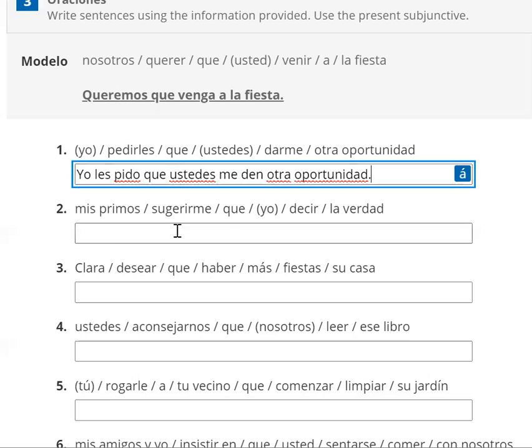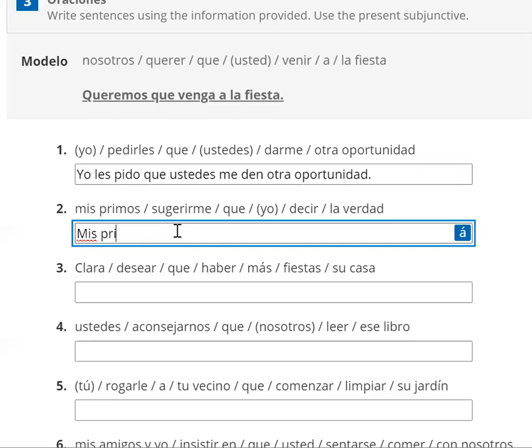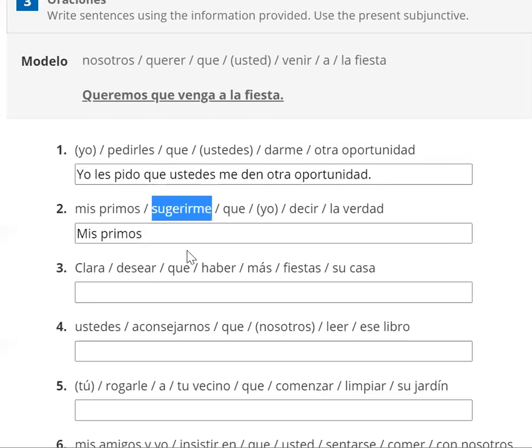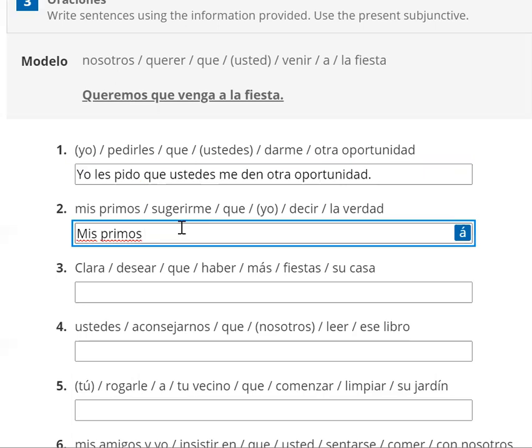Second one. Mis primos sugerirme que yo decir la verdad. We're going to change a couple things. Let's start off with mis primos. We're not changing that, but that's our subject. And they're going to suggest to me, sugerirme. So they're suggesting. Now we're going to conjugate sugerir in the indicative because, again, we are going to have a verb of influence. That part will be in the indicative. And we will conjugate. Sugerir is actually a stem changing verb.